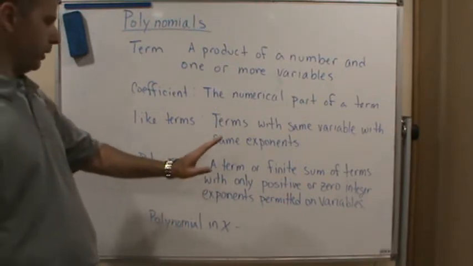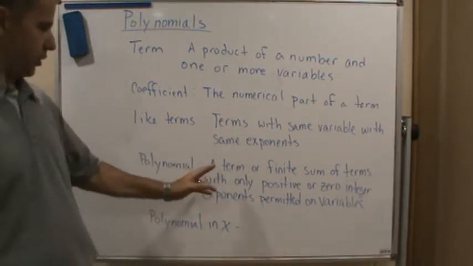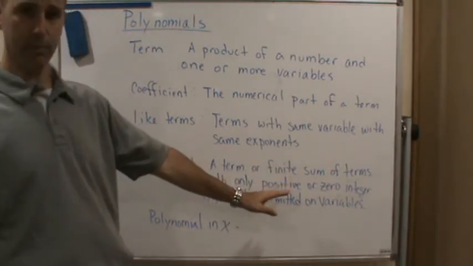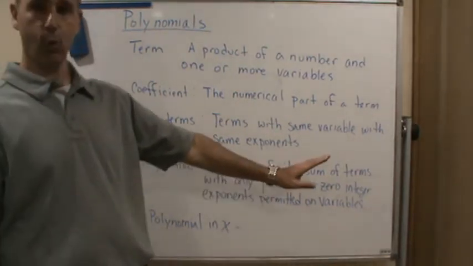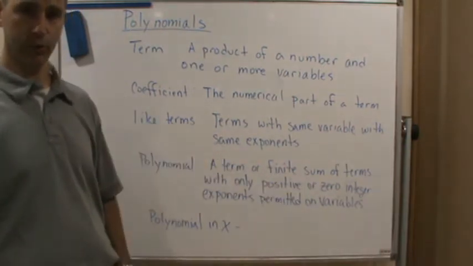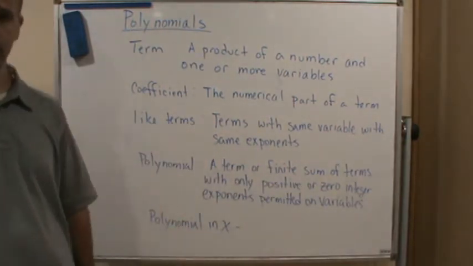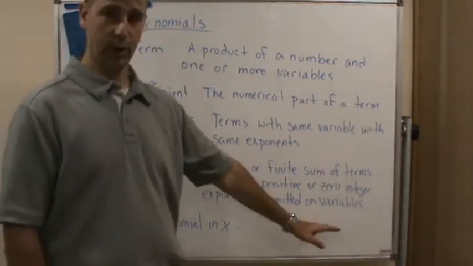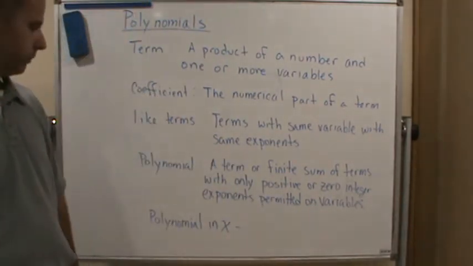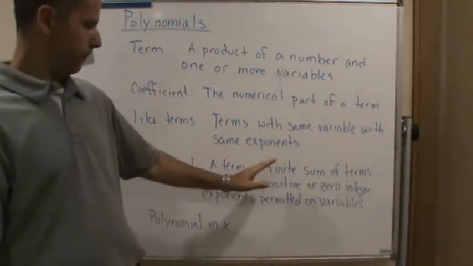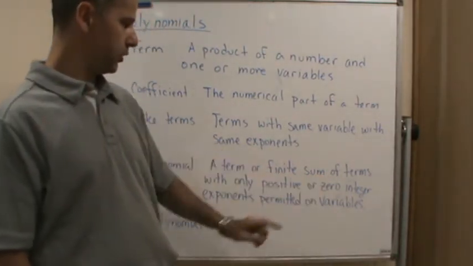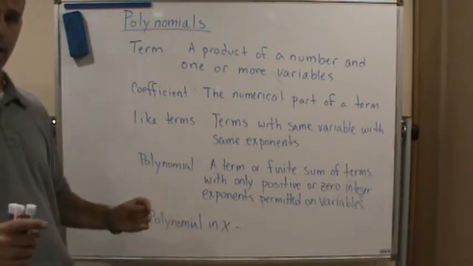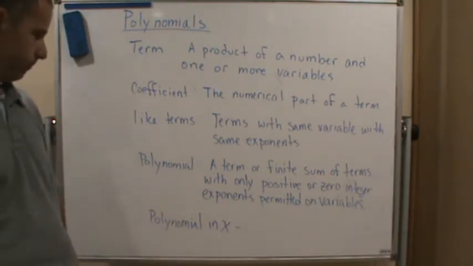A polynomial, by definition, is a term or finite sum of terms with only positive or zero integer exponents permitted on the variables. Okay? So again, it's a term or finite sum of terms with only positive or zero integer exponents on the variables.